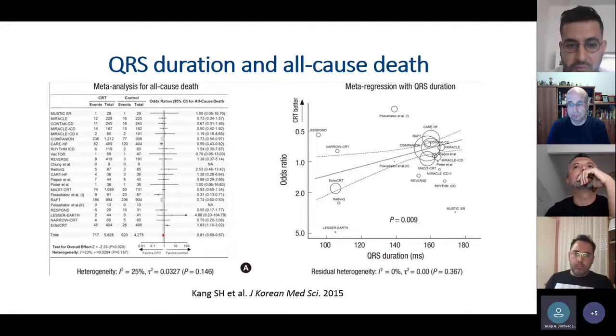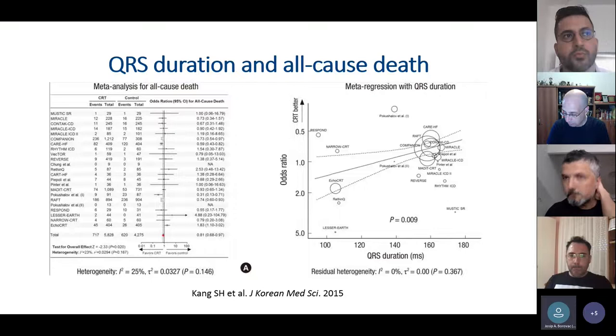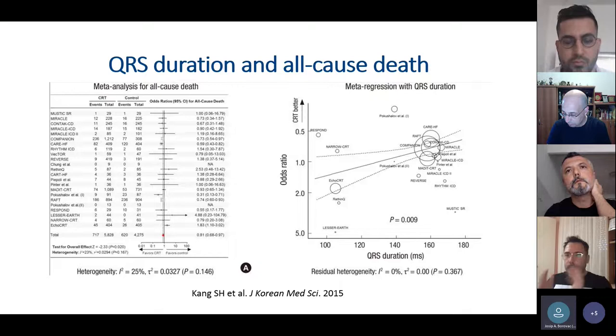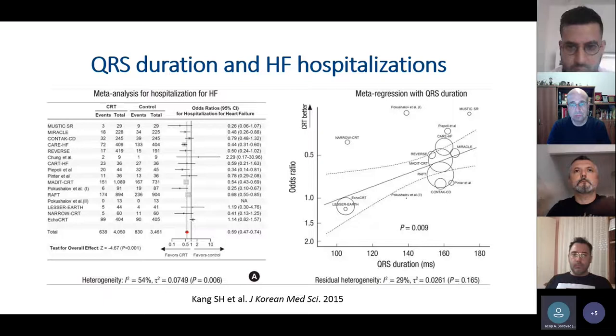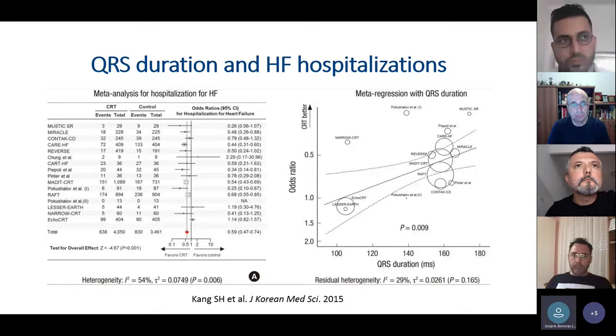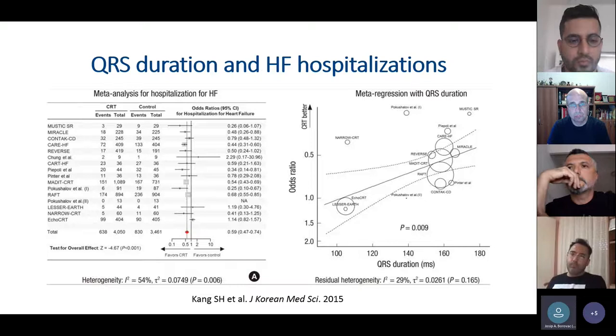I thought this was also a nice meta-regression and meta-analysis by Kang and colleagues. If you look at the x-axis showing the QRS duration and the y-axis showing the odds ratio for all-cause death, we can see that the longer the QRS duration is, from these seminal studies with CRT, there is a substantial benefit in mortality reduction in all-cause death, the higher you go with QRS duration. And obviously that's not the case if you go less and less with QRS duration. Similarly, when we look at heart failure hospitalization, we can see a similar trend. So obviously this translates to clinical endpoints, very important ones, such as all-cause mortality and heart failure hospitalization, telling us that people with long QRS durations would likely benefit from CRT the best, of course, after satisfying other concomitant criteria.